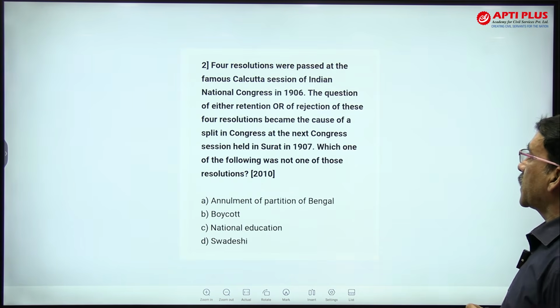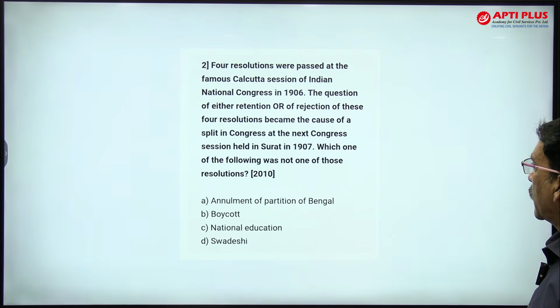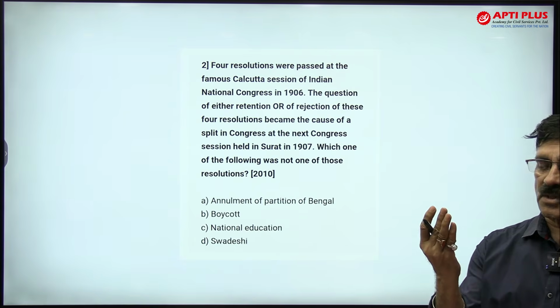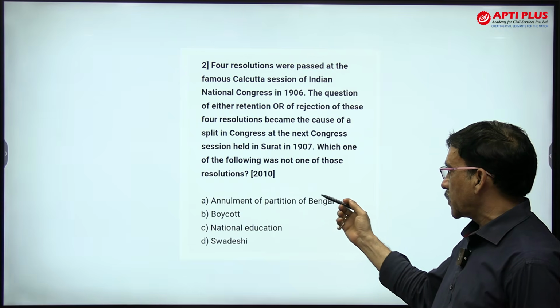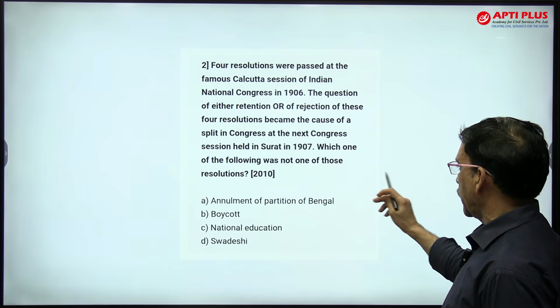Four resolutions were passed at a famous Calcutta session of Indian National Congress, 1906. The question of either retention or rejection of these four resolutions became the cause of split in Congress in 1907. Which of the following was not one of the resolutions? So we know Swaraj, Swadeshi, boycott, national education. So partition of Bengal is not the answer. It means 'not' has been asked. So the answer is A.